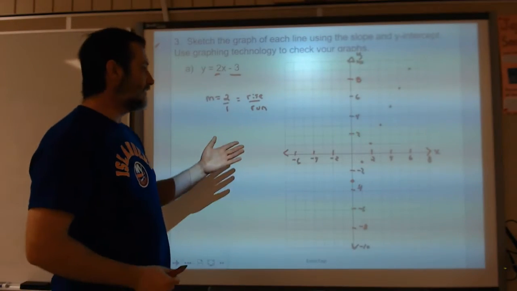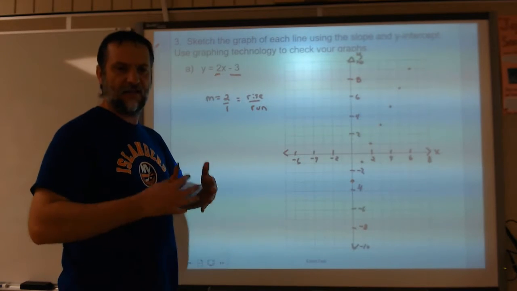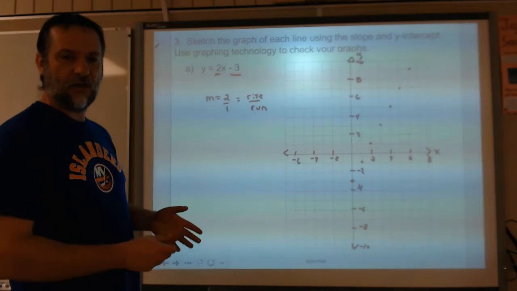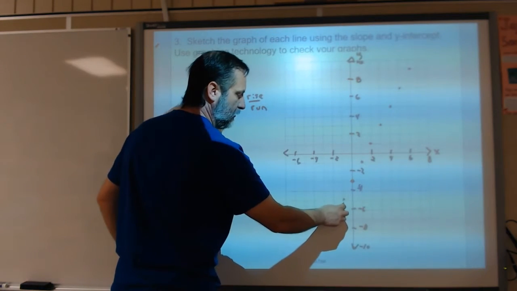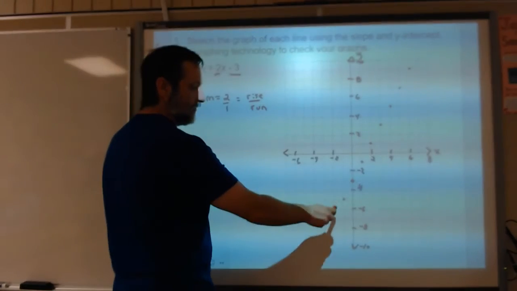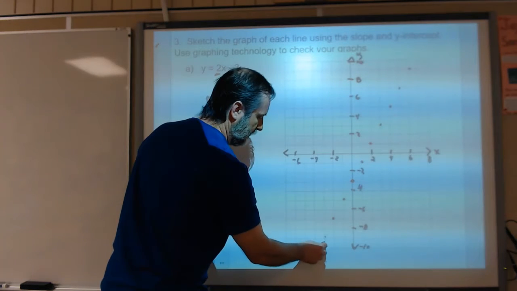Right? Now this is going to be a positive 2. If I have negative 2 over negative 1, you can do the math. It still comes out as positive. But you've got to look at going backwards, right? If I go down 2 and back 1, that's still rising 2 and running 1 to get there. So we can continue this right through our graph.